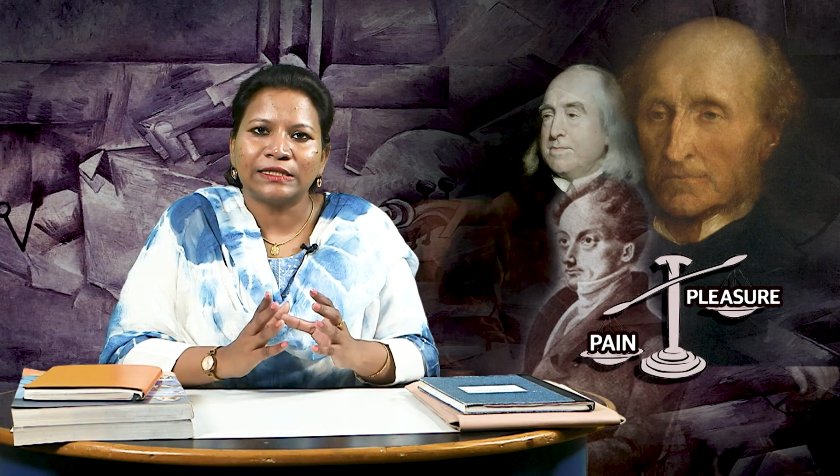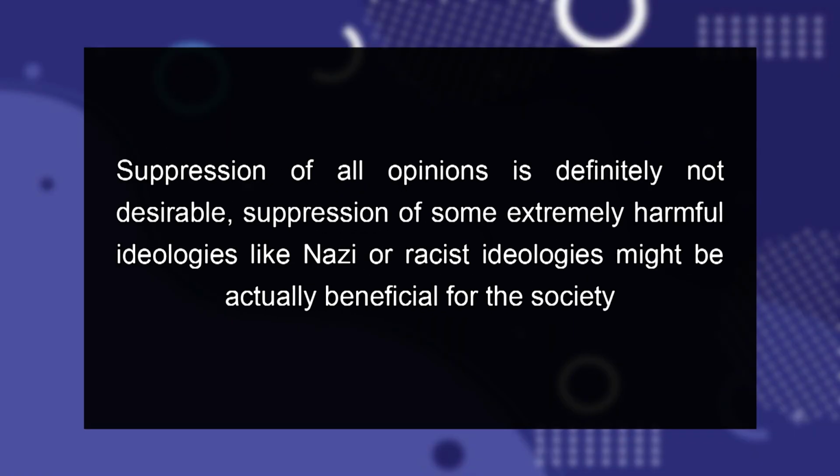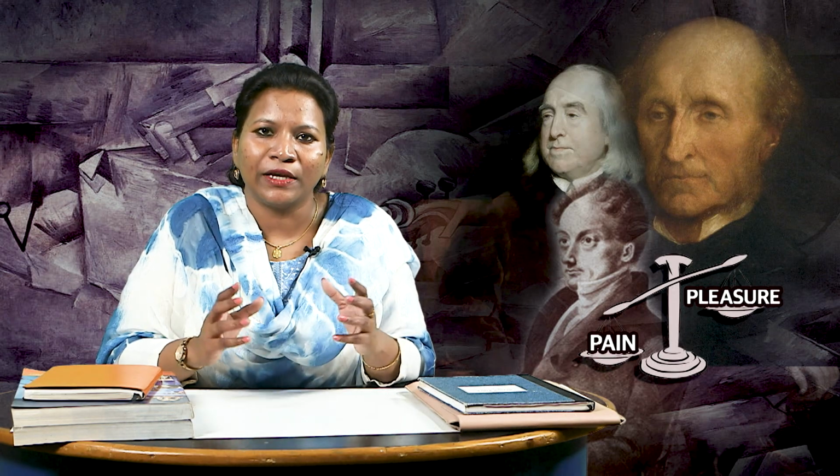More importantly, this need not be true for Mill's marketplace of ideas, as many times bad ideas can draw a following, drowning out truths. Ideologies like Nazism, fascism did gain people's support. Similarly, while suppression of all opinions is definitely not desirable, suppression of some extremely harmful ideologies like Nazi or racist ideologies might be actually beneficial for the society. There seems to be no way of doing that in J.S. Mill's framework.